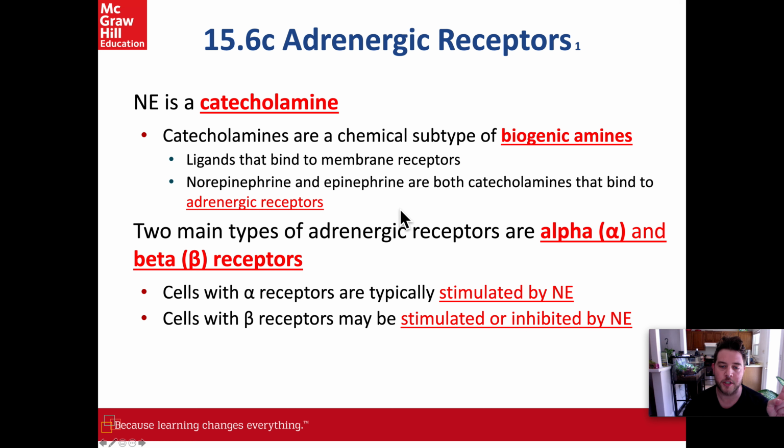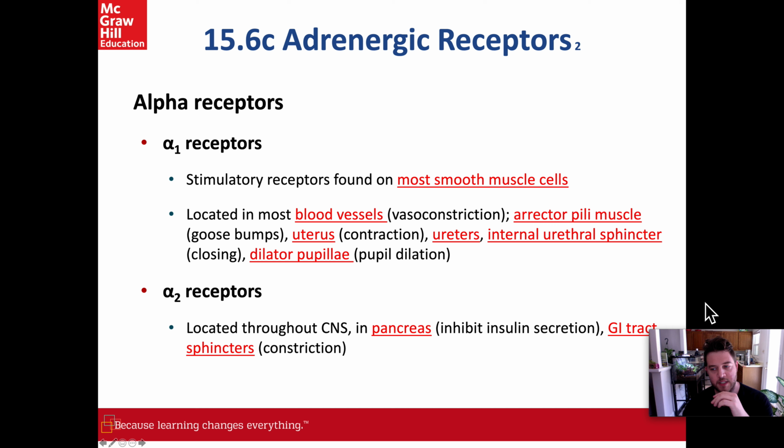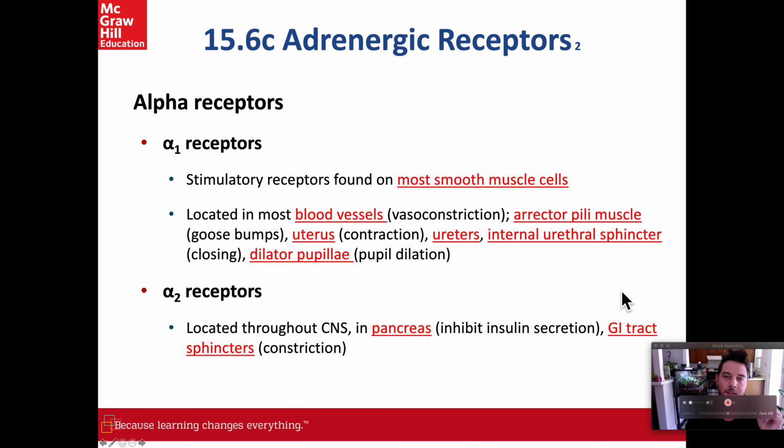There are two main types of adrenergic receptors. We had two cholinergic, we have two adrenergic. The adrenergic receptors are alpha and beta. Cells with alpha receptors are typically stimulated by norepinephrine, whereas cells with beta receptors are stimulated or inhibited by it. It's a little bit more with the adrenergic. The cholinergic, you had nicotinic, muscarinic, and that was pretty much it. With adrenergic, you have alpha 1 and alpha 2. The alpha 1 are stimulatory receptors found on most smooth muscle cells.